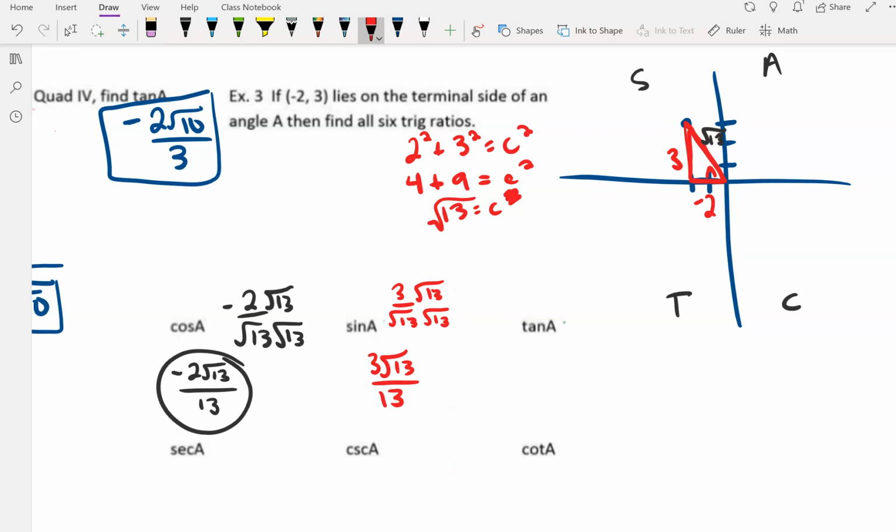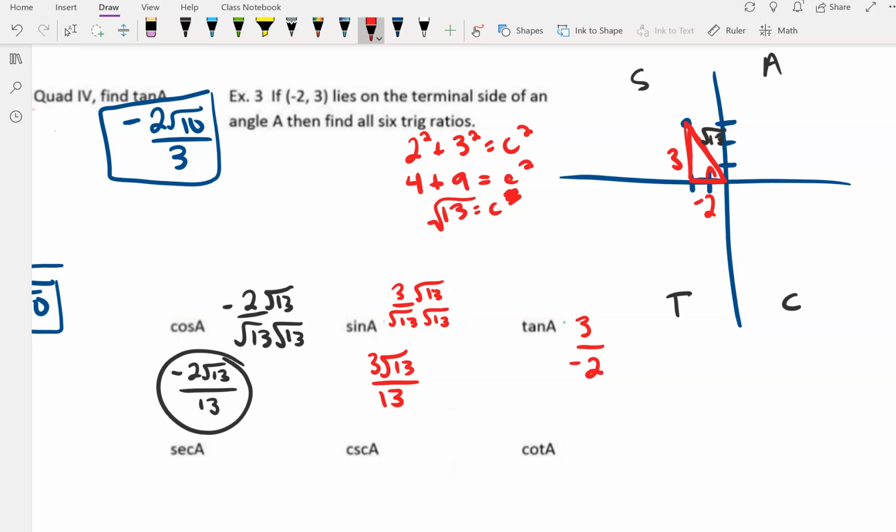All right, tangent is opposite over adjacent. So opposite was 3, adjacent was negative 2. So we get negative 3 halves. And hopefully it makes sense that tangent is negative in quadrant 2.